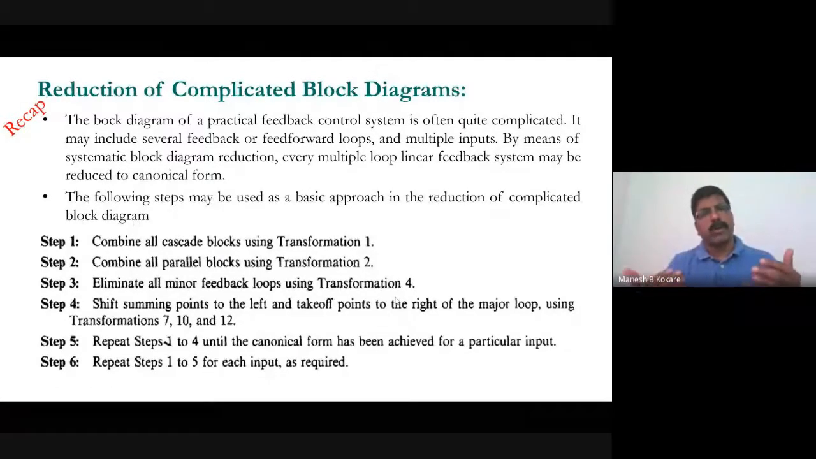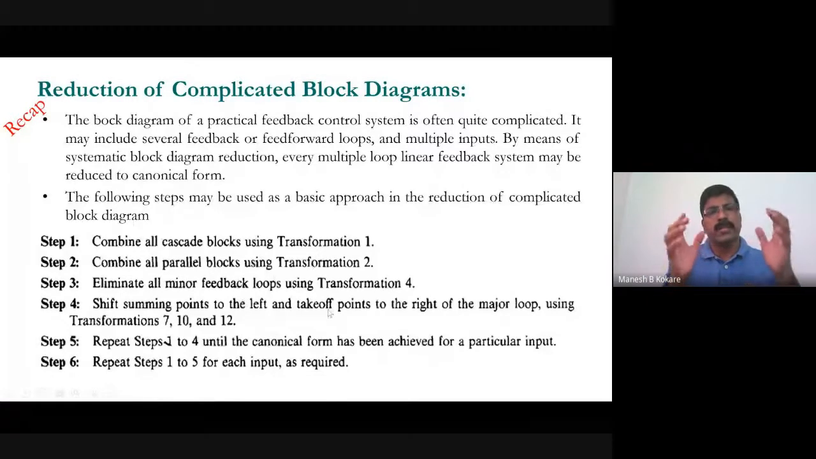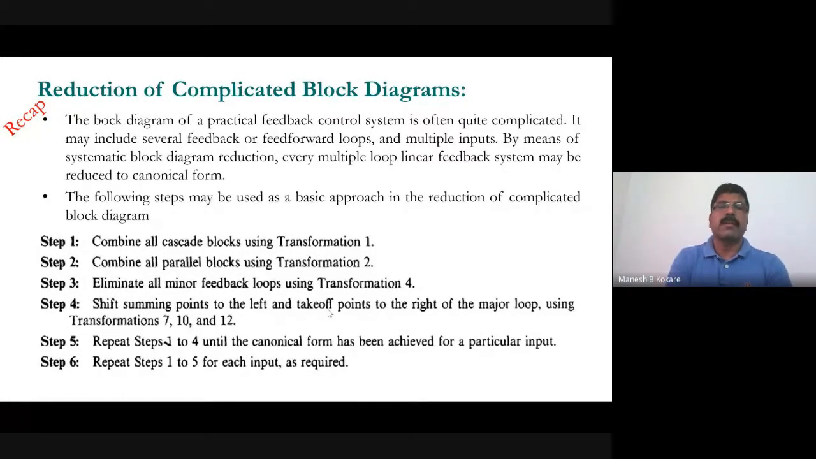And if you are still not able to reduce the complicated block diagram, then see whether you can change the takeoff point position or summing point position, so that you can apply rules 1, 2, 3 and reduce it. So you have to repeat steps 1 to 4 until you get the canonical form, or basically a simple form, and then you can find out the overall transfer function.